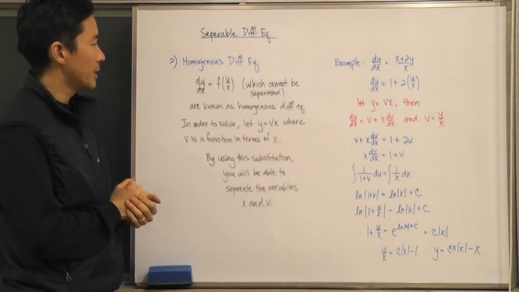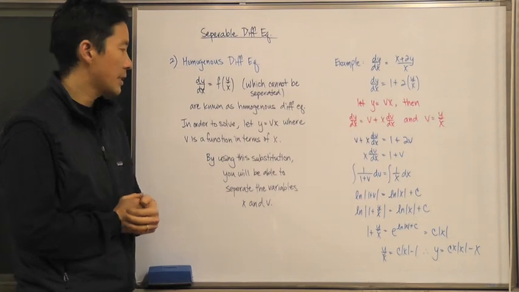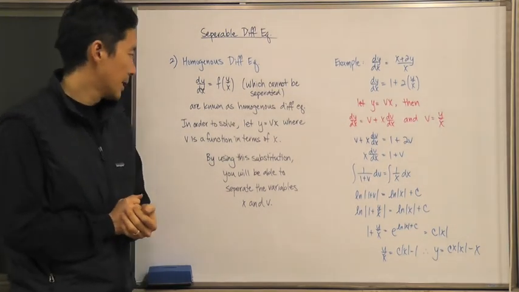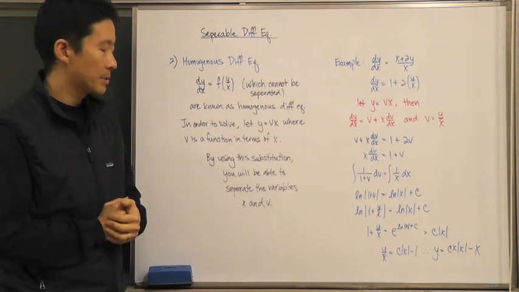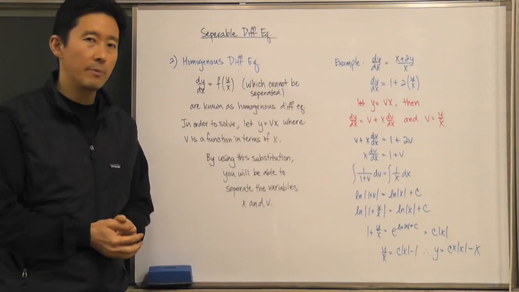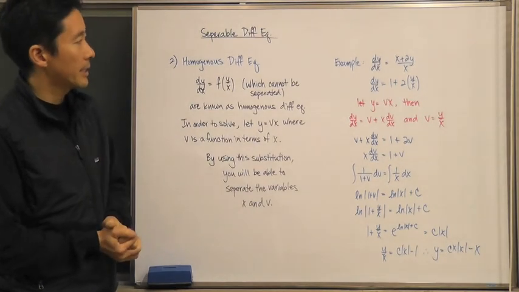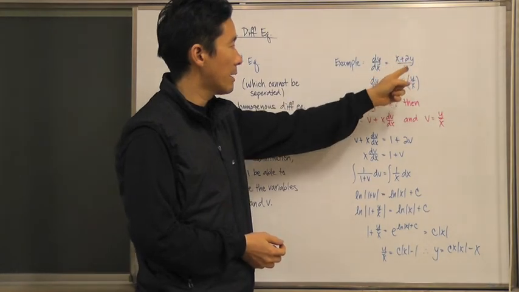Now, in order to solve these, we're going to let y be equal to v times x, where v is a function in terms of x. By using this substitution, you'll be able to separate the variables x and v, and then solve accordingly by integrating both sides. Now, let's take a look at an example here. It says dy/dx is equal to (x plus 2y) over x.